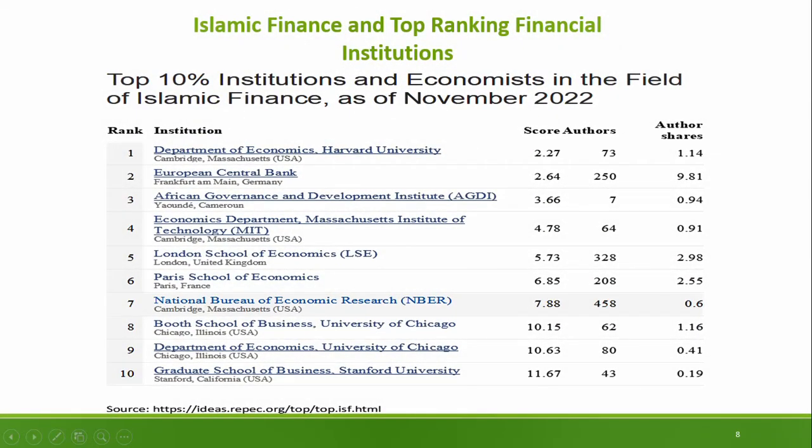Now, because the Islamic banking industry is growing and there is an increase in interest in the teaching and research of Islamic finance, we can see in this slide the top 10% institutions and economists in the field of Islamic finance as of November 2022. You can see the names of all the major universities. Harvard University is there, MIT is there in this list, Lahore School of Economics is there, Stanford is there, University of Chicago is there. So all of the top ranking universities you can see in this list, where research and teaching of Islamic finance is going on.